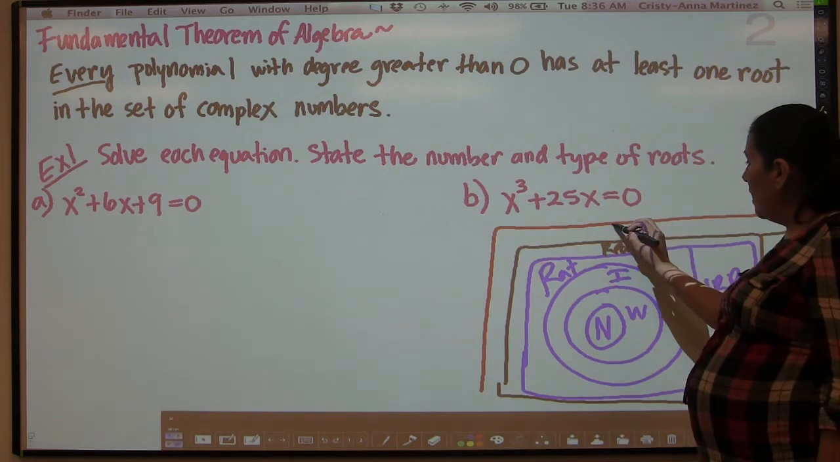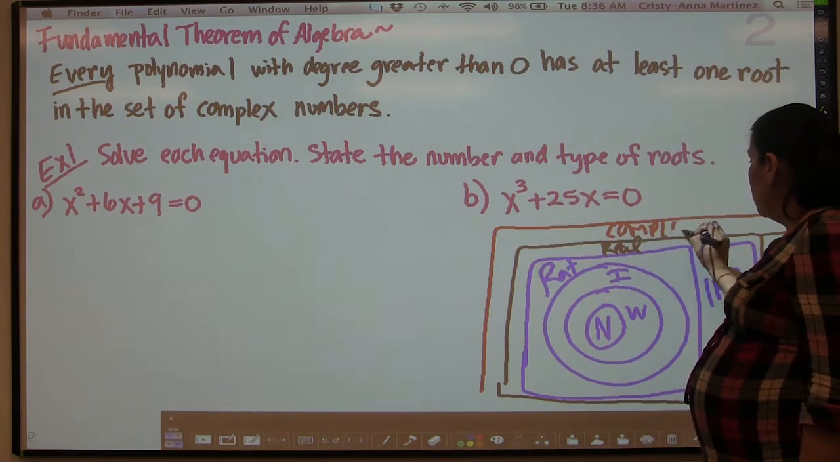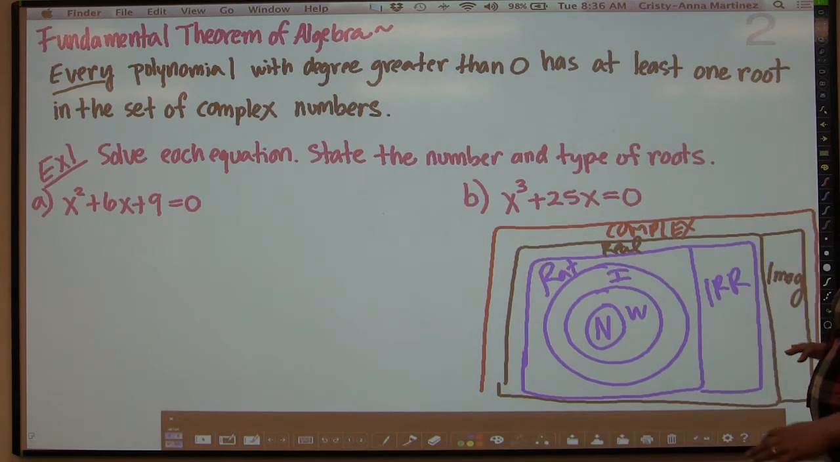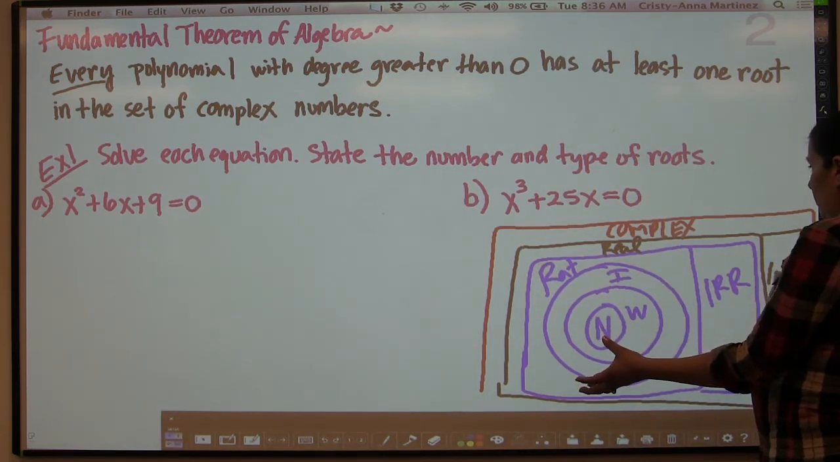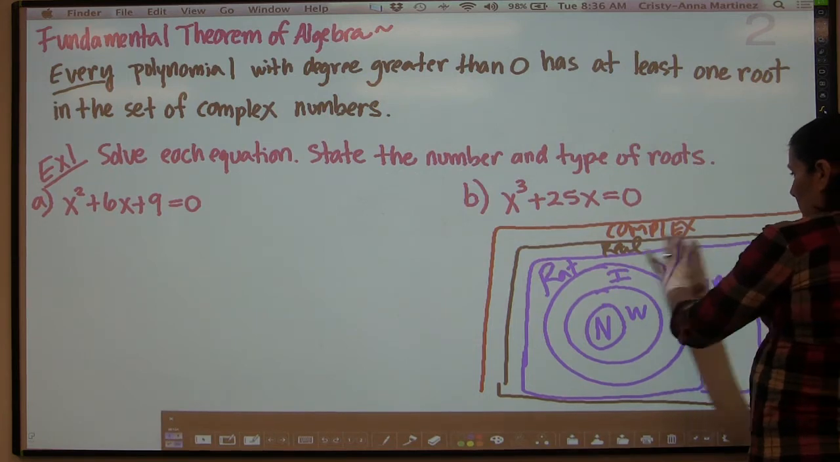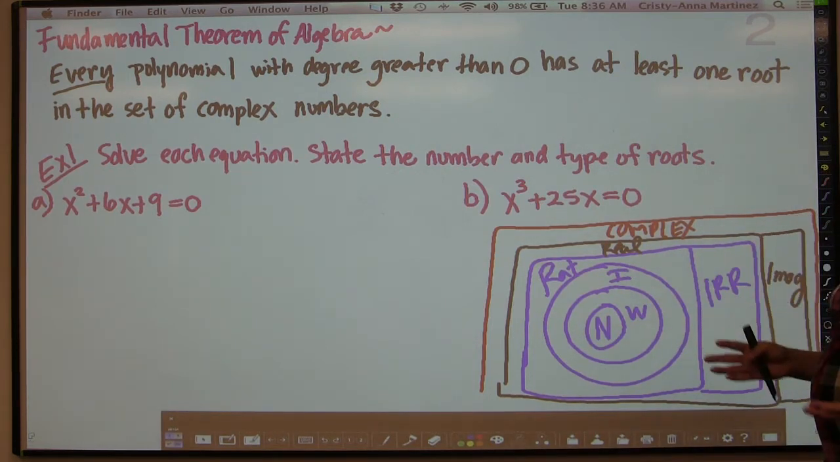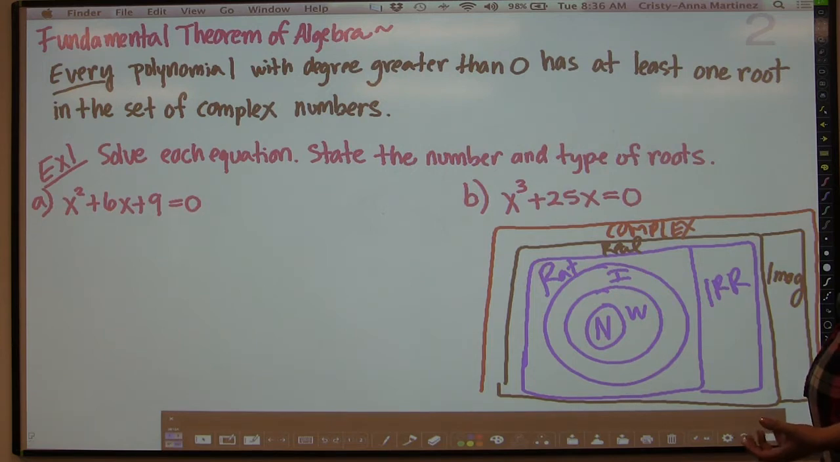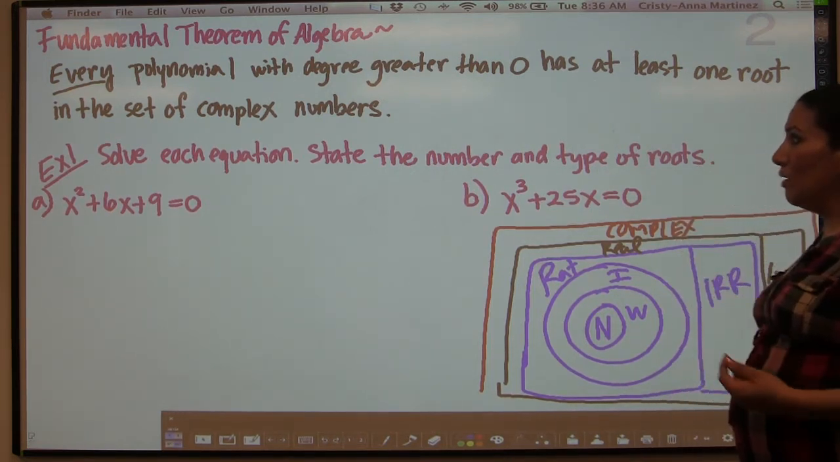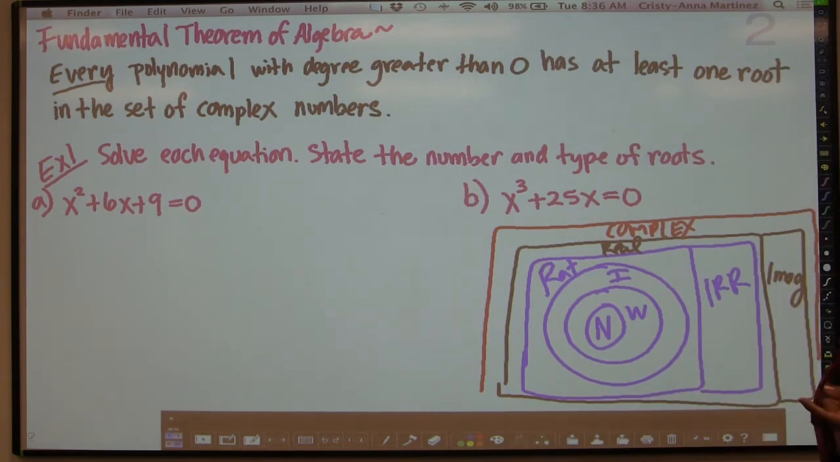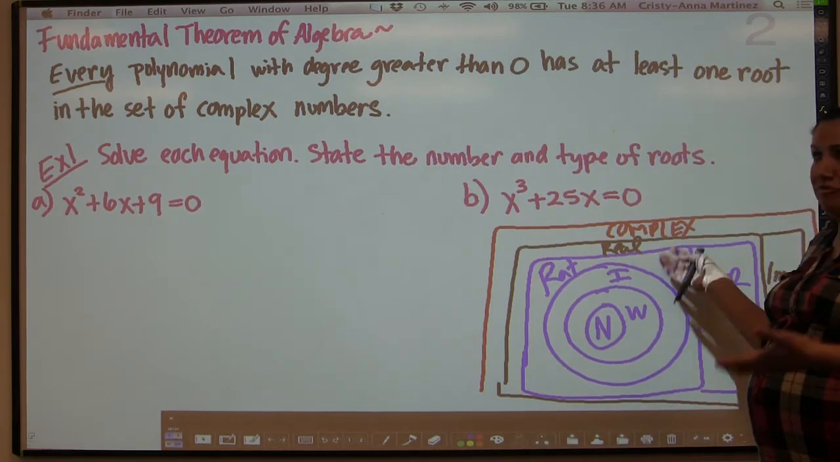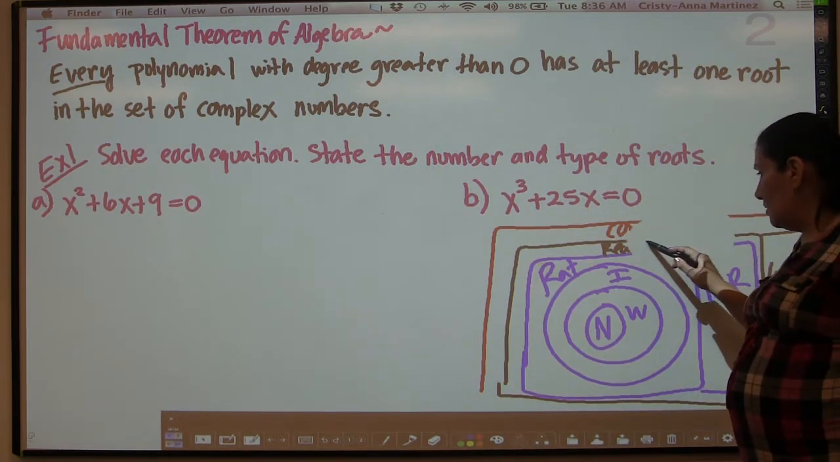Anywho, so this is the world of complex. A complex number is any number that has a real part and an imaginary part. All of these numbers fall under the umbrella of complex, so everything under the sun is complex now. When we read the fundamental theorem of algebra, it says that every polynomial with degree greater than 0 has at least one root in the set of complex numbers. But of course it does, because since the only numbers that exist in the world are complex, it's going to have to be in this set. That's basically what it's saying in a nutshell.